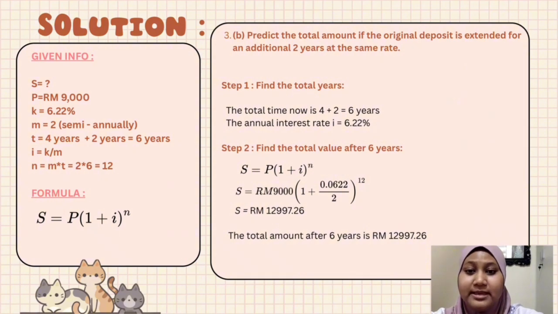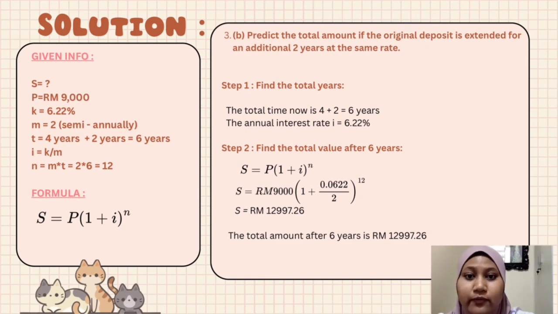The solution for 3B is we need to use the given info in the question, which is S, our future value, is unknown, P, the principal, is 9,000 ringgit, K is 6.22%, and our compounding frequency is 2 because it is semi-annually. Our time T is 6 years, and i equals K divided by M. So K is 6.22%, and our compounding frequency is 2. N is M multiplied by T, the compounding frequency multiplied by time. So N will be 2 multiplied by 6, and we will get 12 for N.